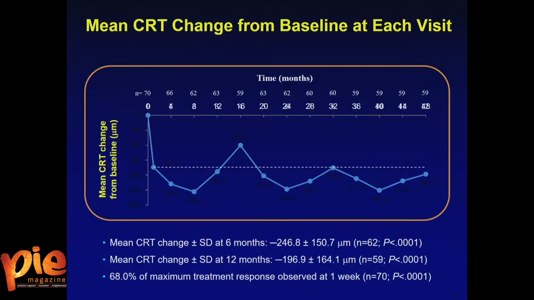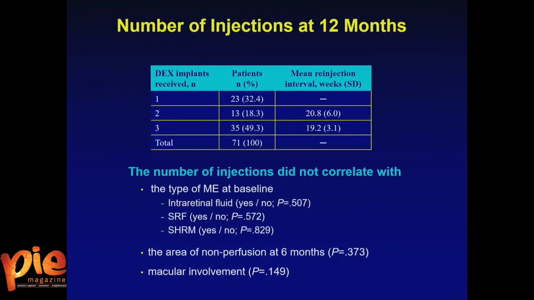Mean central macular thickness, the same thing that we saw, went down immediately, peaked at 4 months and 8 months because the drug's wearing off at 4 months, but they kept it down to quite a good level throughout the study. As for the number of injections received, a bit over a quarter of the eyes got away with just 1 injection over 12 months. About 20% had 2, and the other half had the maximal 3 injections over the 12-month period, and the number of injections didn't correlate with the type of macular edema, the non-perfusion, or the area of macular involvement.